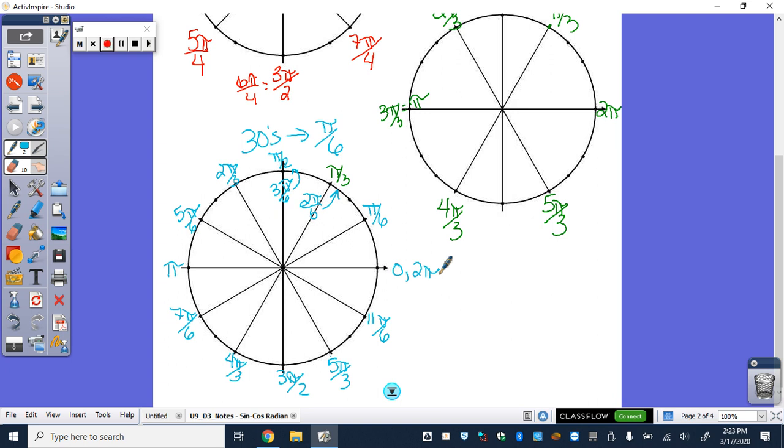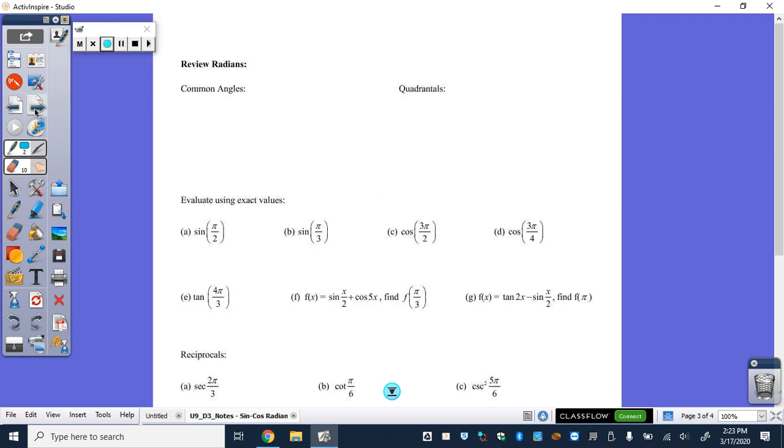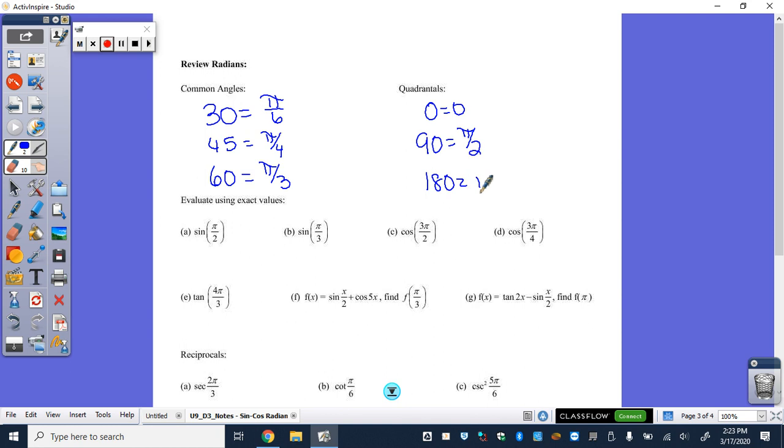So knowing the radian measures for the special angles, yes, study that. So again, review of radians. We talked about it on day 1. We're going to come back to it again. 30, 45, and 60. Those are the common ones that you definitely need to know. Quadrantals are the other big ones that you're going to need to know.